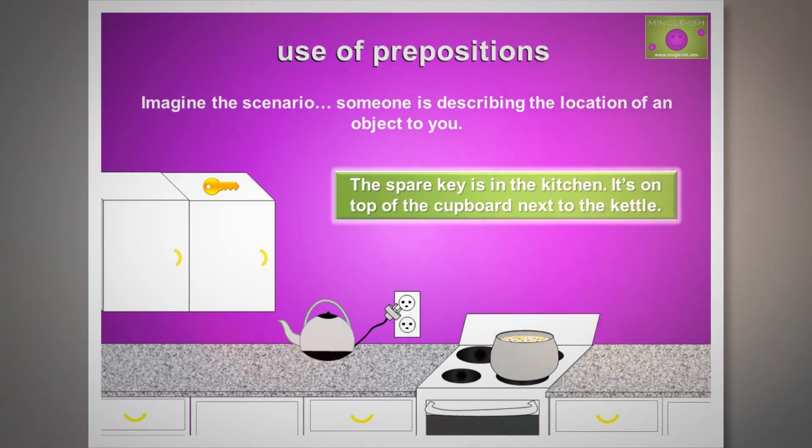Let's take a look at another example. The spare key is in the kitchen. It's on top of the cupboard next to the kettle. As you can see from the picture, they are vital in some situations, especially for giving instructions.